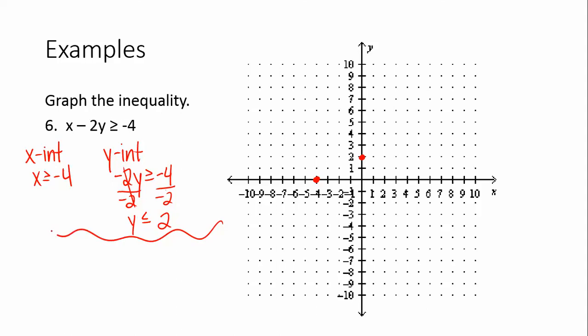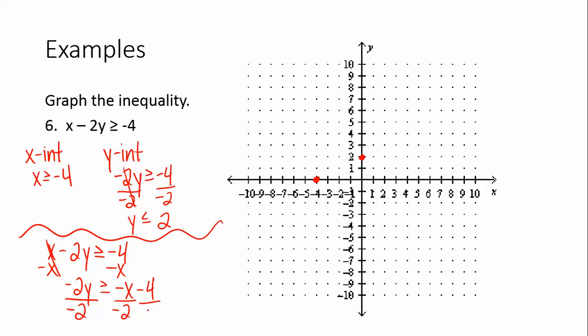So my y-intercept is a positive 2. So that's one method. Or you could solve this inequality for y. So we would subtract x to the other side. Negative 2y greater than or equal to negative x minus 4. Divide everything by negative 2. And we would get, again flipping the symbol, 1/2 x plus 2.